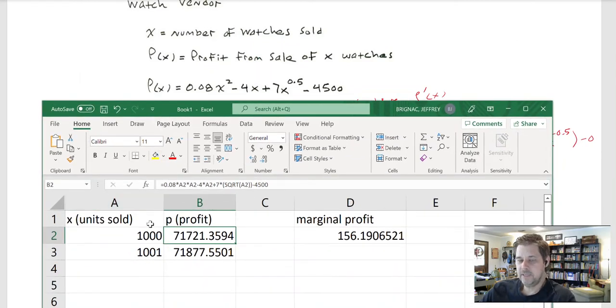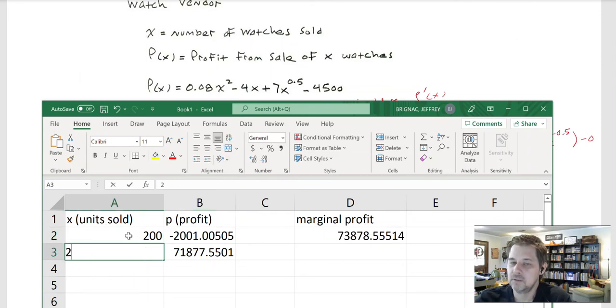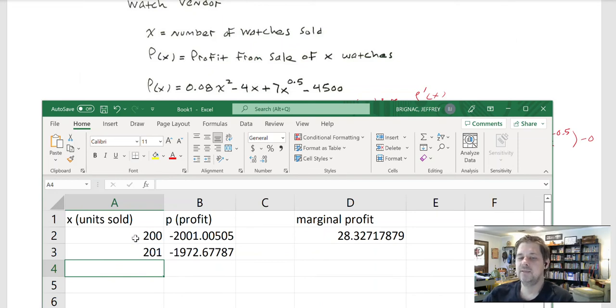So here on the spreadsheet, I put in a column for X because I wanted to do some calculations, and then I put this profit function into this column. I had to use the syntax of Excel, but this is that function, 0.08x squared minus 4x, all in Excel syntax. If you don't know how to use Excel, it's time to learn. Excel is such a common tool that people use. I think everybody should know it. So let's do 200 first. This tells me that if I sell 200 units, my profit is negative 2001. I'm losing money. I've got to sell a certain number of these watches to even break even. So I'm in negative profit territory at this level.